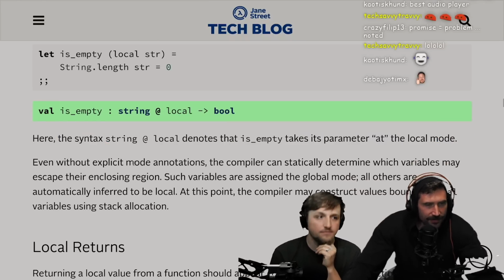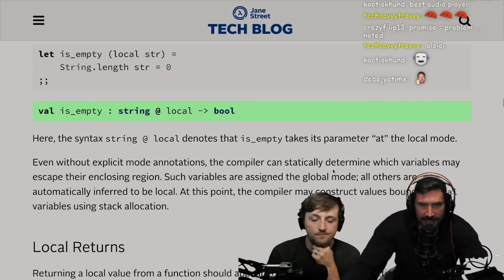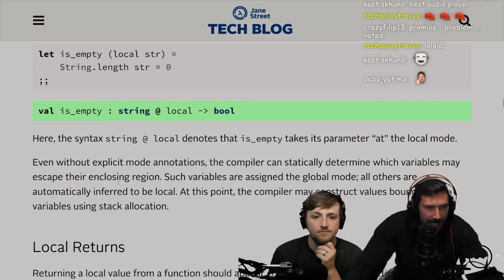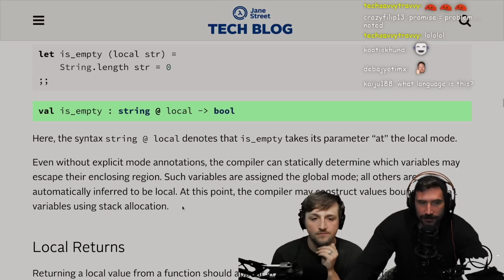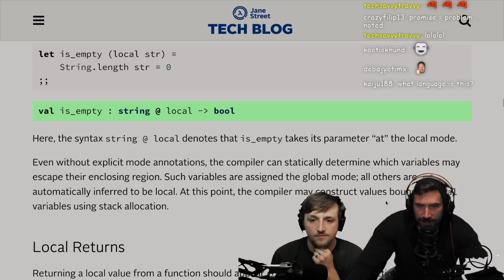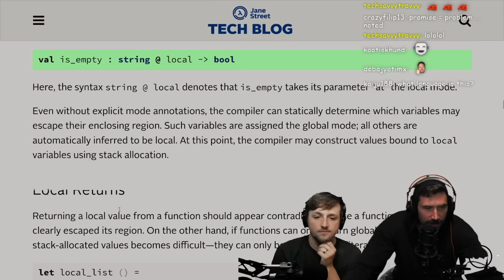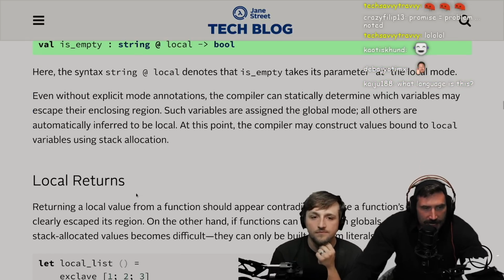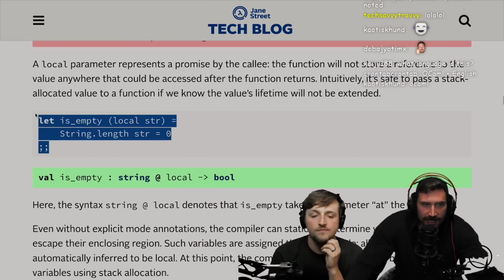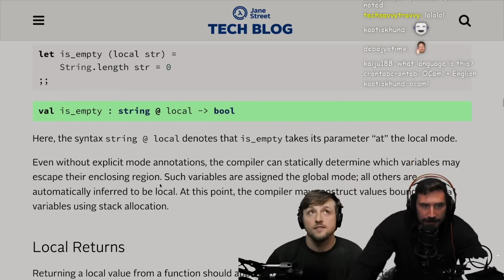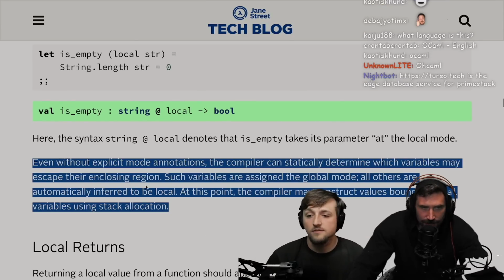I get this now. Even without explicit mode annotations, the compiler can statically determine which variables may escape their enclosing region. Such variables are assigned the global mode. All others are automatically inferred to be local. At this point, the compiler may construct values bound to local variables using stack allocations. Interesting. Okay, so it's up to the compiler. You're not actually telling it to use the stack, you are simply letting the compiler make that decision.